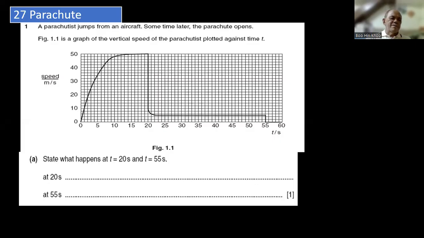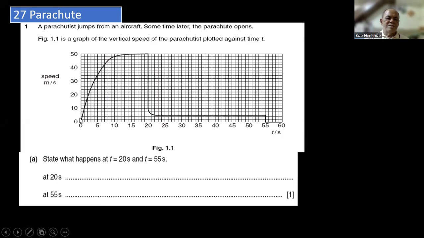Okay. A parachutist jumps from an aircraft. Sometime later, the parachute opens. Figure 1.1 is a graph of the vertical speed of the parachutist plotted against time. State what happens at t equals 20 seconds and t equals 55 seconds. 20 seconds is here. 55 seconds is here.